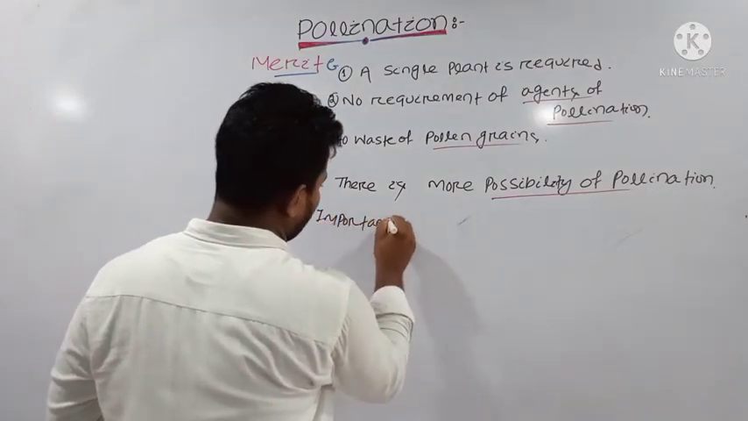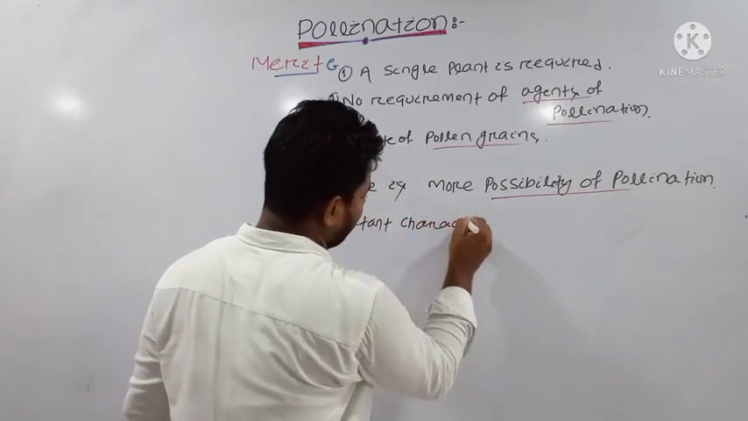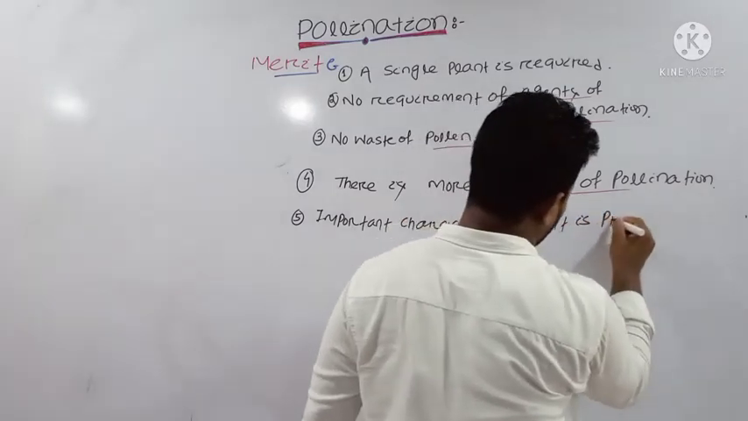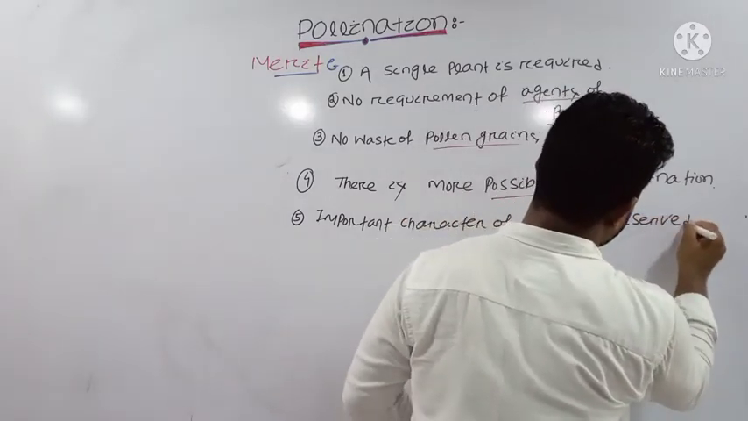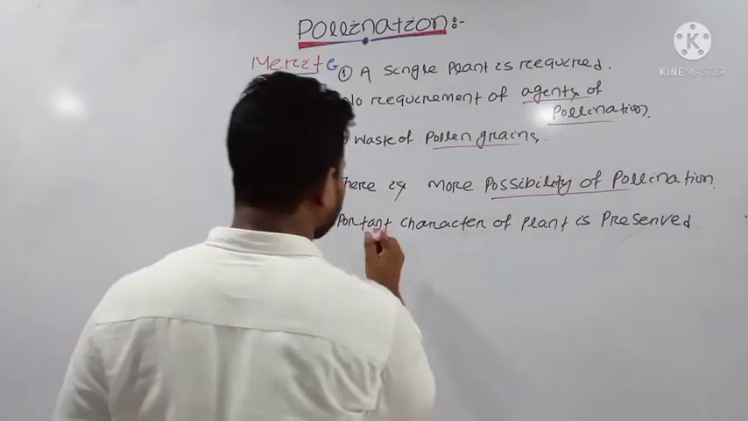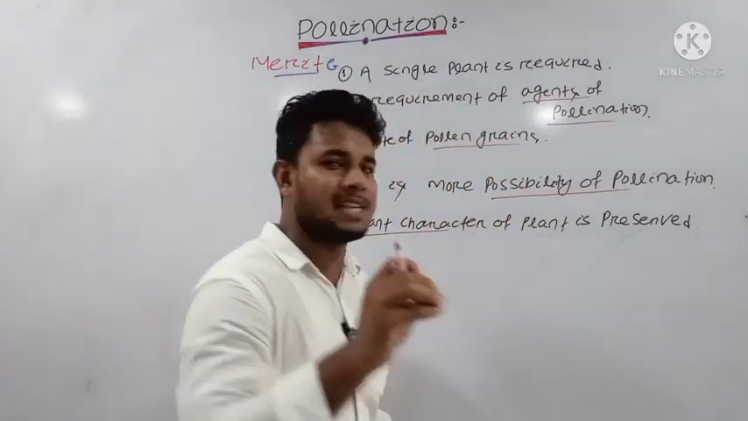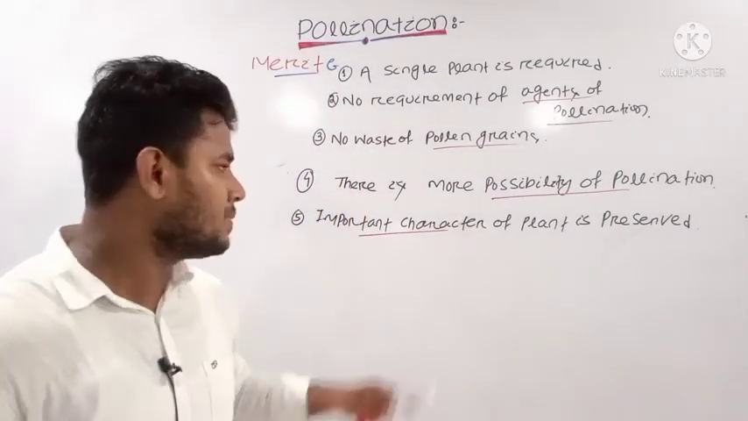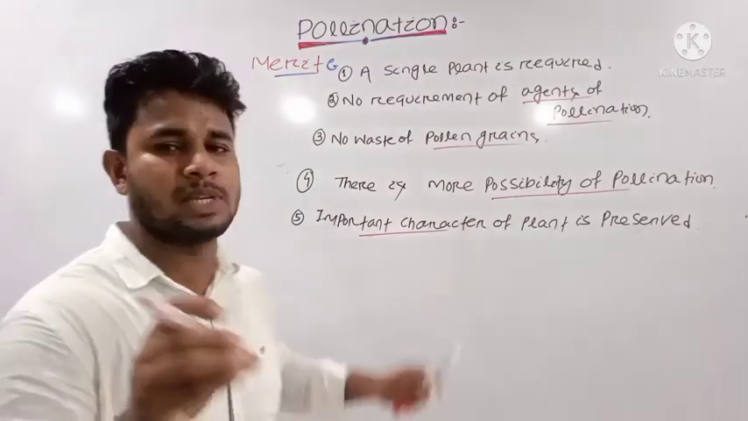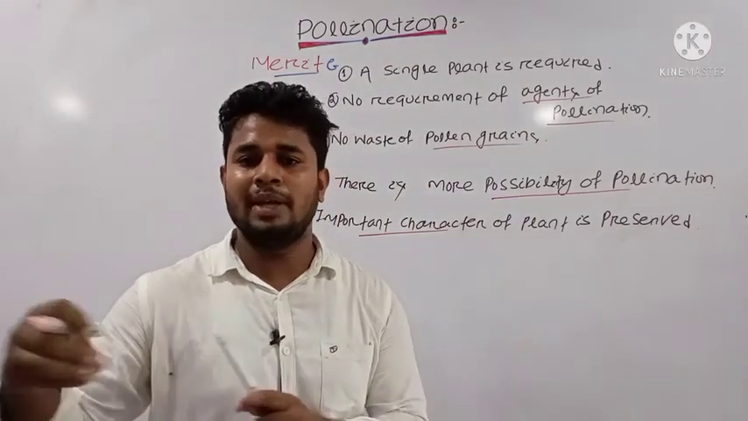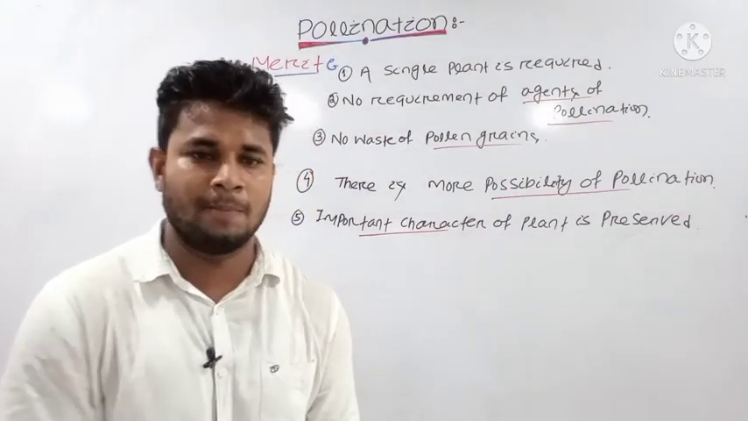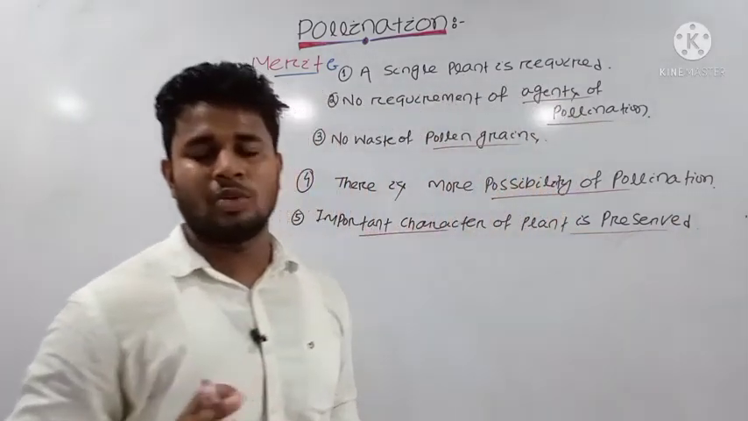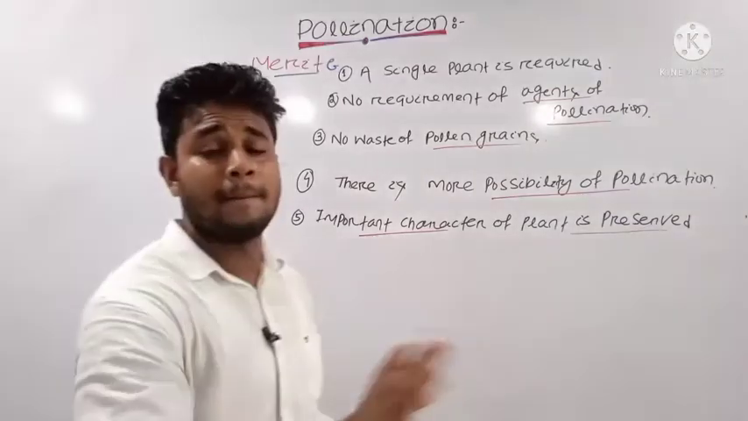Okay, then another important point is that the important character of the plant is preserved. As a single plant is involved and the anther and the stigma are of the same plant, there will be no hybrid. Here it is only self pollination. That's why the previous plant which has a specific character, that character will come in the next generation. Then this is called an important character of the plant. It is preserved in the new plant which is produced from the parent plant.